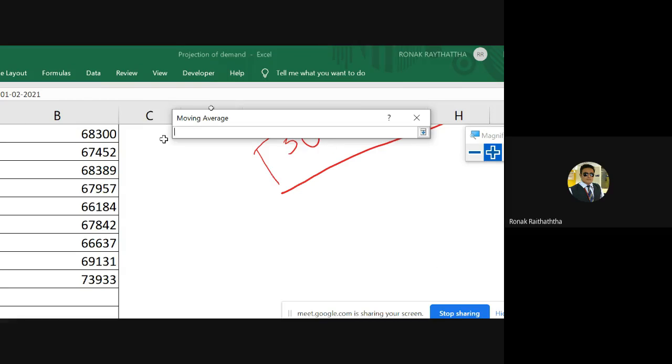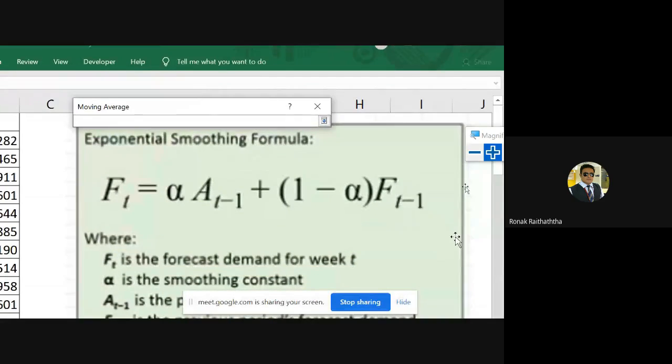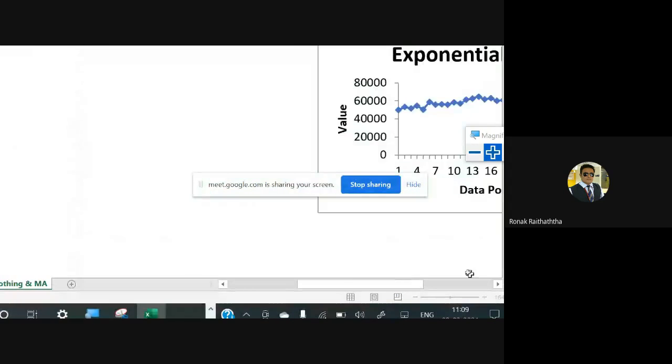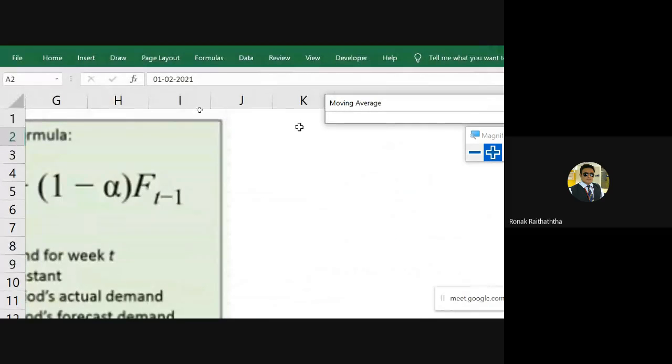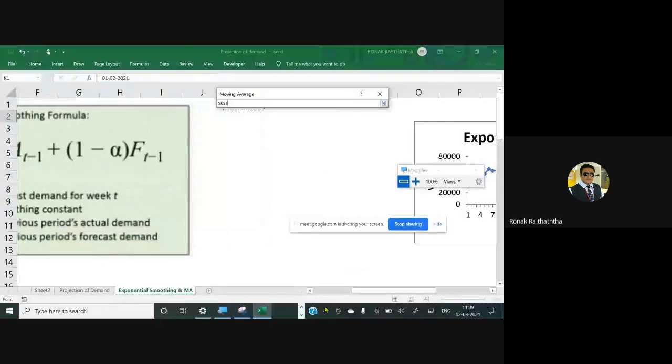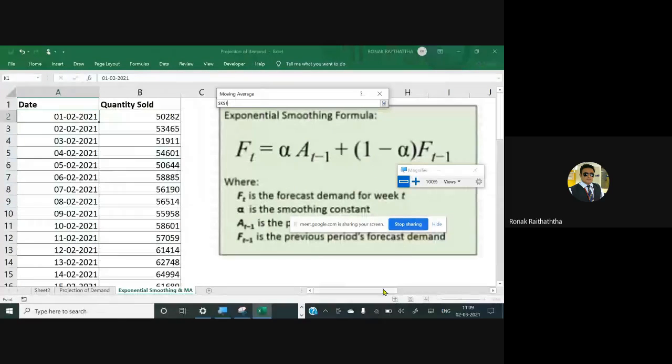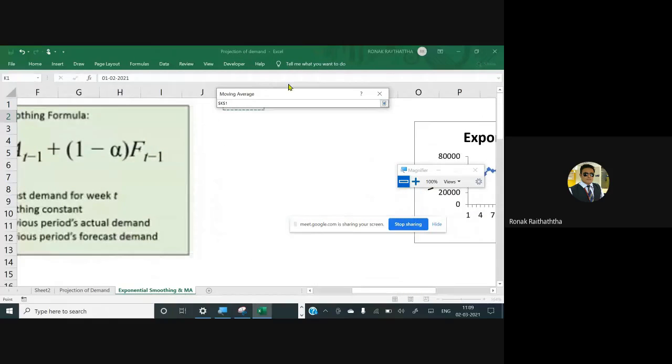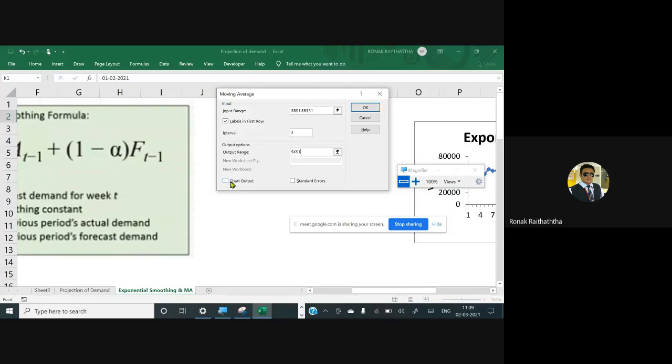Click on this and select the range where you want to give the output. I would give the output over here. Say I want to give the output here. Okay, so I'm selecting cell number K1, then pressing enter. Now let's take the chart output as well, which will be comparing the moving average with the actual ones we have. So I'm clicking on the chart output and standard errors. If you want to find the standard error between the two ranges, then you can click on this. If you do not want, then keep it as it is, pressing OK.